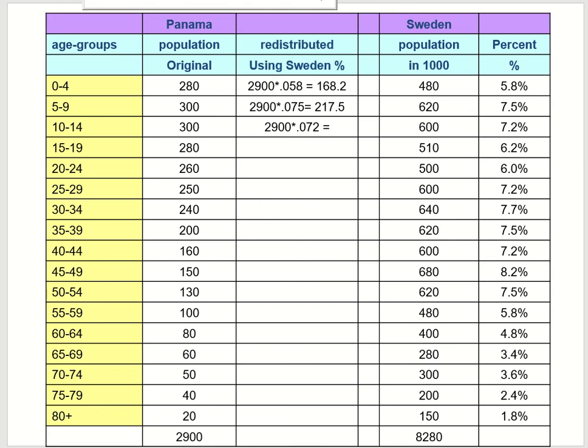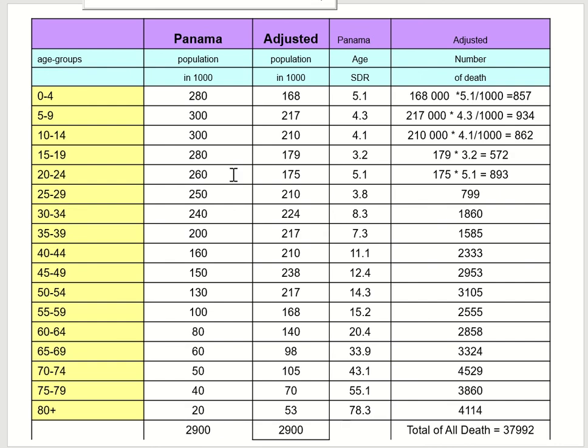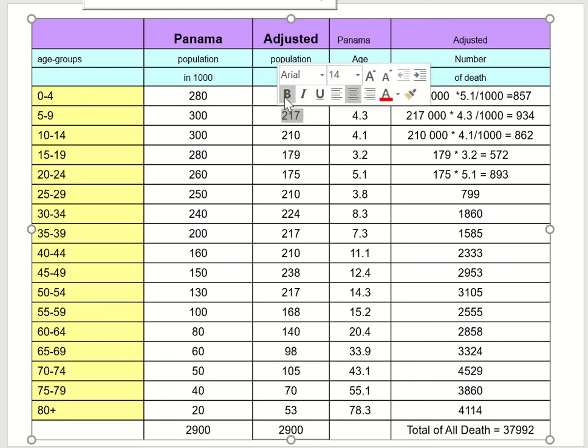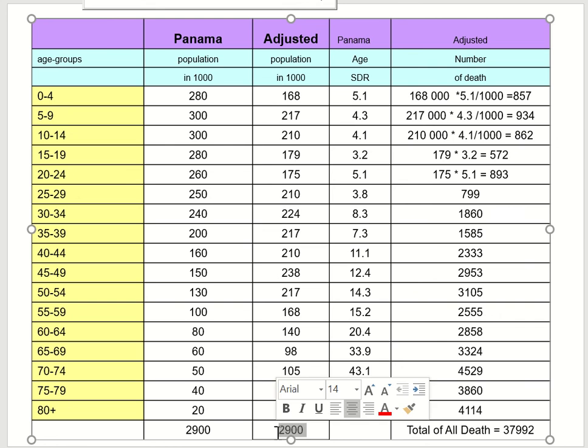Once you've done that, you get the adjusted population. Remember a minute ago I showed you it was 168, 217. So you redistribute the population. The total is not going to change. The total is going to remain 2.9 million, but now the shape of the population is no longer a pyramid. Now it's a barrel, so it resembles that of Sweden.